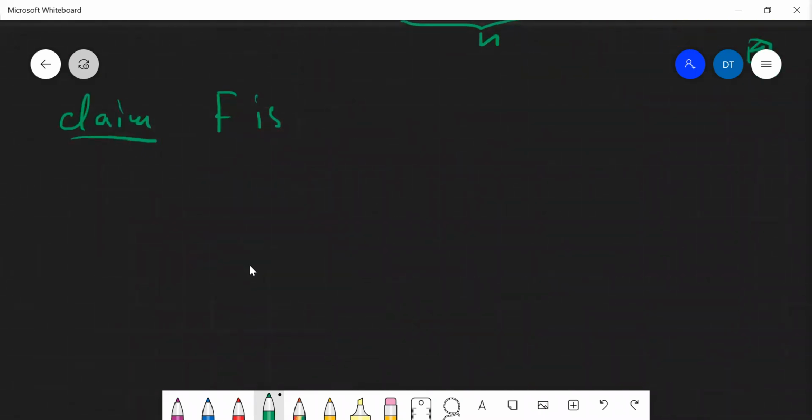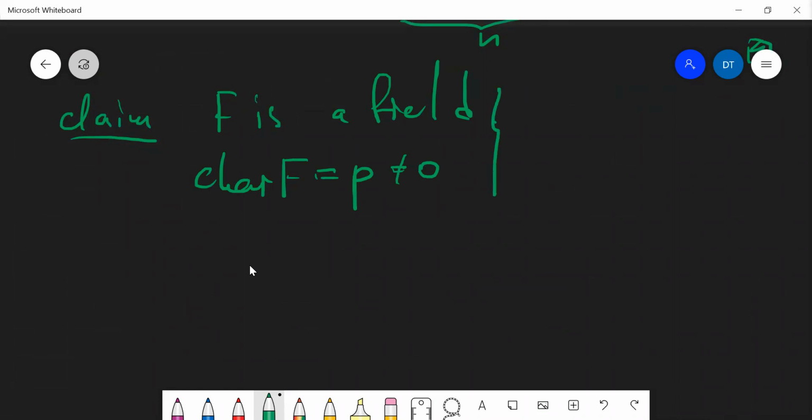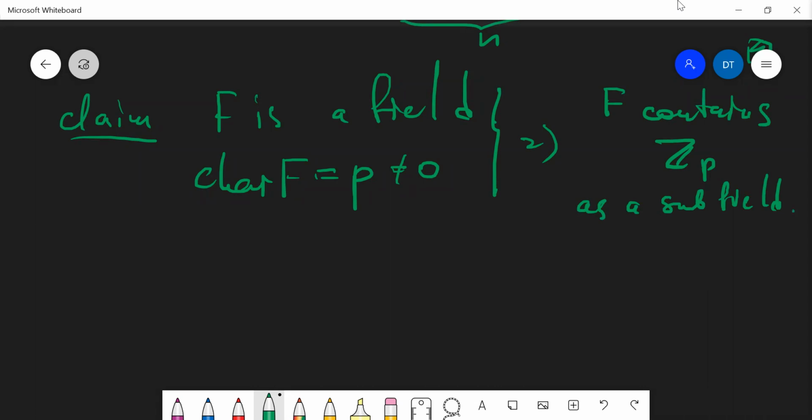Now, suppose F is a field, and the characteristic of the field is p, which is not 0. Then the claim is that F contains Zp as a subfield. So every field of a prime characteristic contains the field of remainders modulo p, where p is this prime number, which is the characteristic. Let me show you.